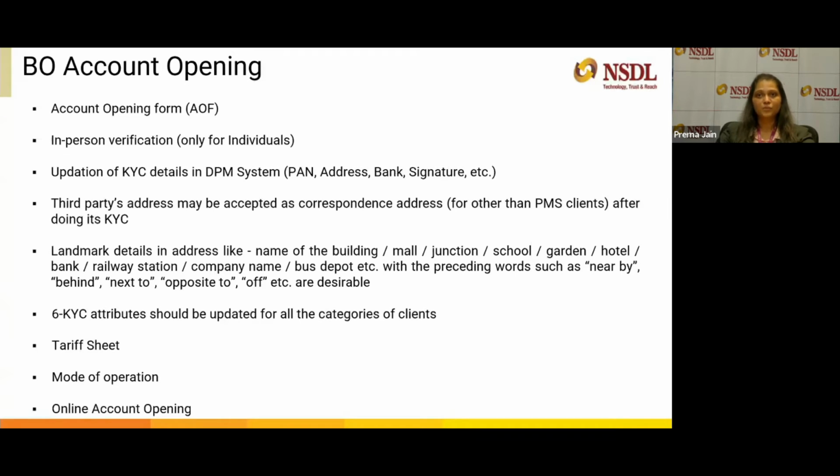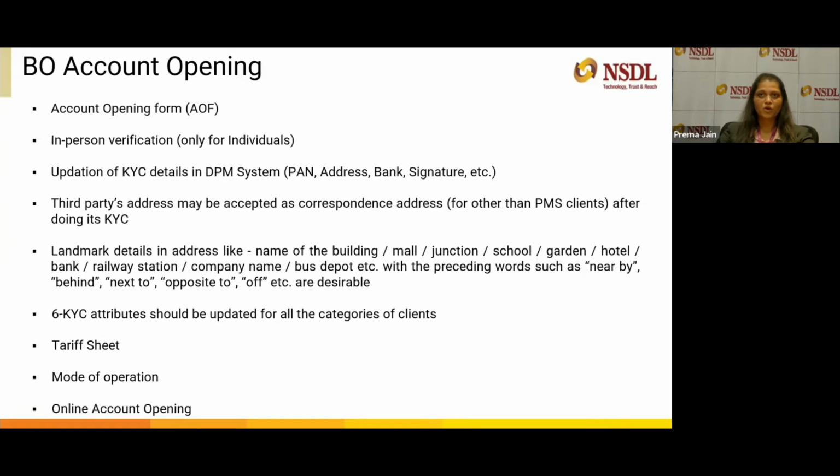In case client provides third-party address as correspondence address, then depository participant can accept it. The proof of address in the name of the spouse may be accepted. Depository participant should ensure that all prescribed KYC norms are fulfilled for the third party also. Depository participants should further ensure that the statement of transactions and holding are sent to the client's permanent address at least once in a year. Further, the tariff sheet provided to client should be the same as updated with the NSDL database.